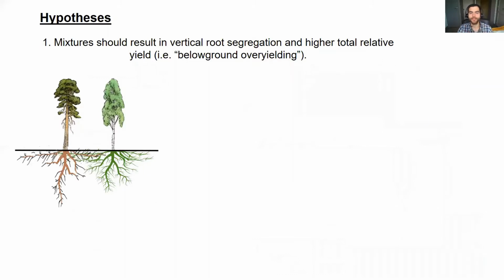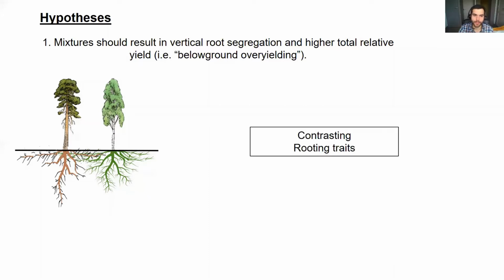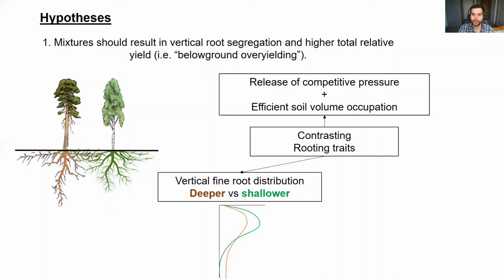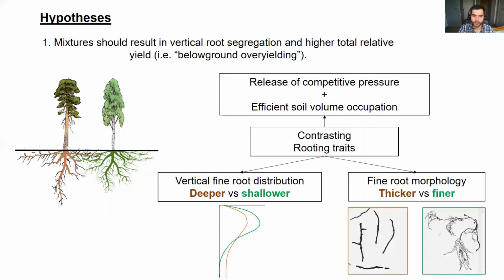To that extent, we tested three hypotheses. First, we hypothesized that mixtures of trees with contrasting root traits should result in vertical root segregation and higher total relative yield. This is because pine and birch present contrasting root traits, which might in fact lead to a release of the competitive pressure and a more efficient soil volume occupation. For instance, pine is reported to grow rather deeply and has thicker roots, while birch has more extensive superficial root systems that are finer and well ramified.